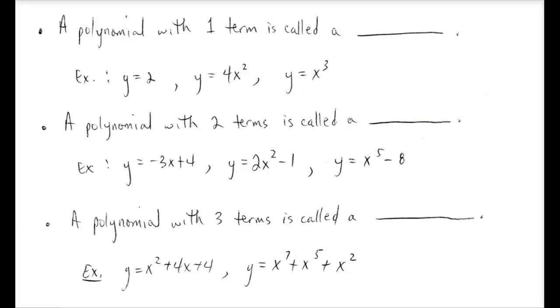So let's go ahead and get started with the names of polynomials according to the number of terms they have. A polynomial with just one term is called a monomial. A polynomial with two terms, can you guess what that is? All right, if you said binomial, then you are correct. We know mono means one, bi means two, so a polynomial with three terms would be what? Yep, that's right. It would be trinomial.